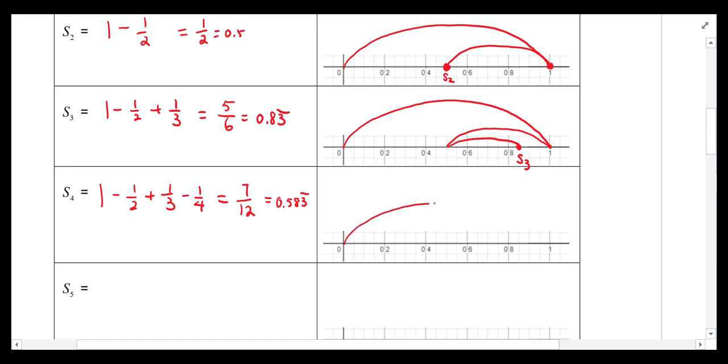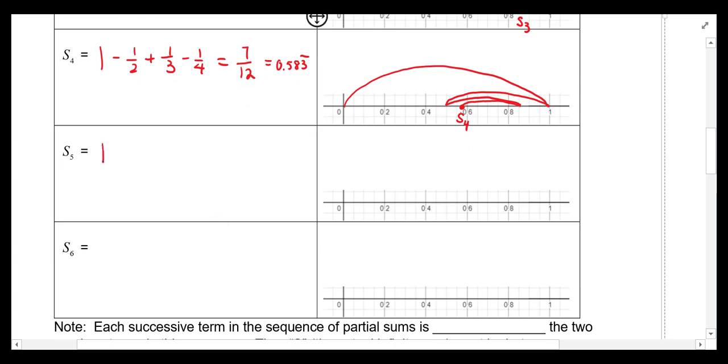So here we go. Whoop, whoop, whoop. And then now back minus a quarter. Whoop, to about here. S sub 4, 0.583. Should I do one more? Let's do 2 more. So 1 minus a half plus a third minus a quarter plus 1/5. And you're thinking, I don't even want to do this anymore. Fine, I'll just give it to you. This is 47 over 60, which is 0.783 repeating.